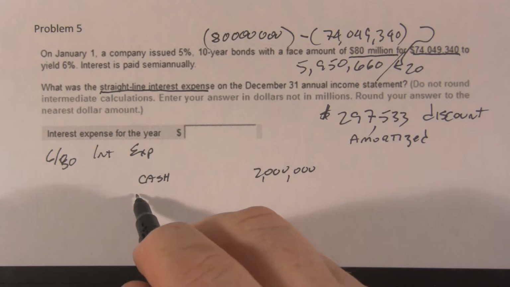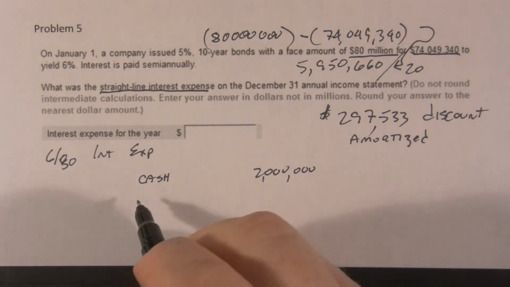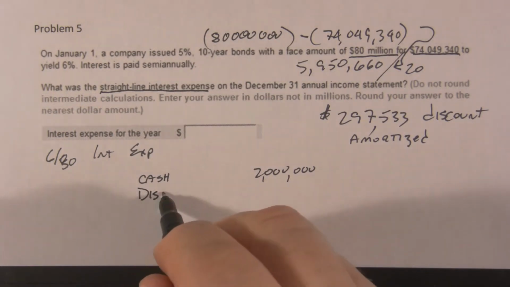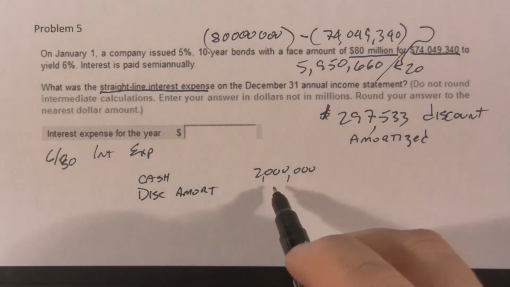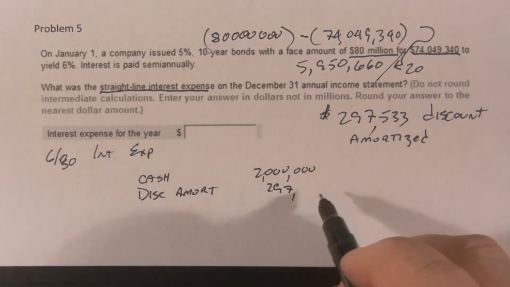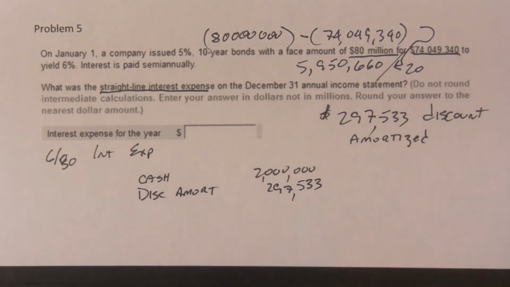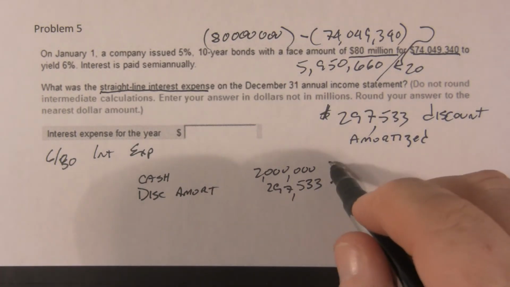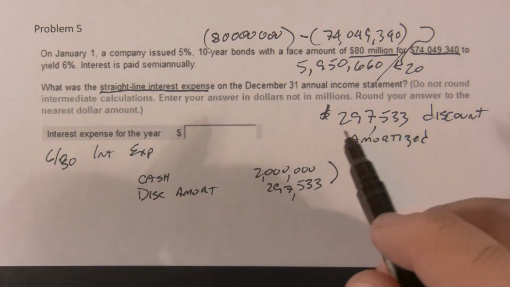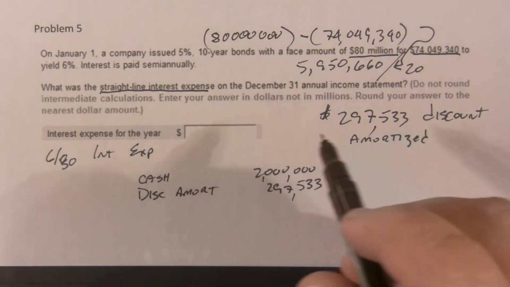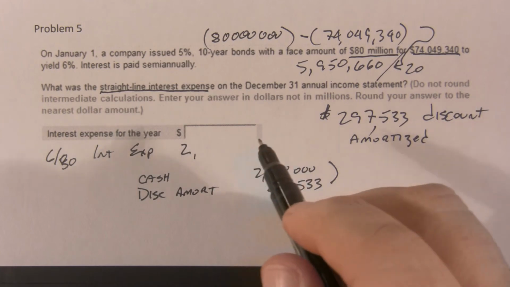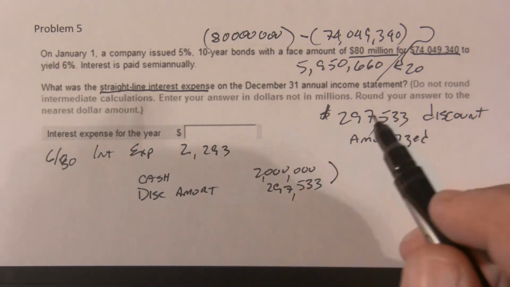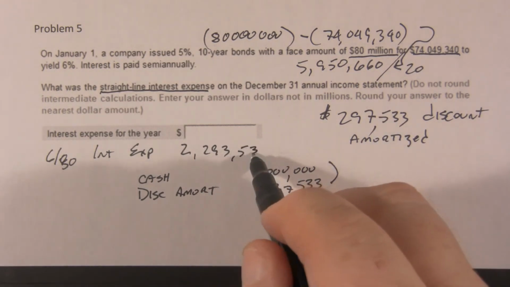Plus, our discount amortized is $297,533. We do that every time. So these two added together is our actual effective interest expense. So it's $2,297,533.